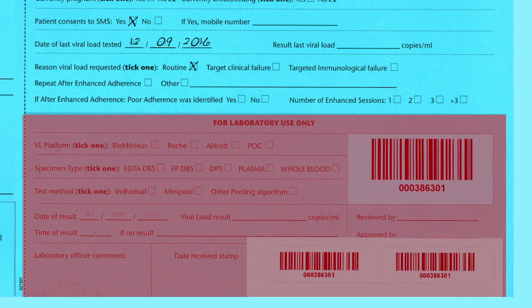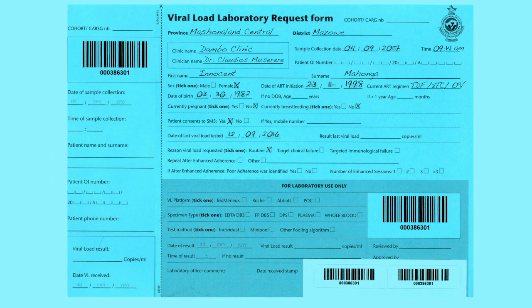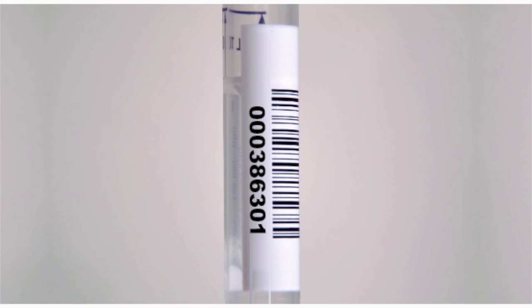The for laboratory use only section will be completed by lab personnel. Do not write anything in this box. Now let's talk about the other part of the form. Each form has a barcode, which is used as a unique identifier for each sample. For PPT and EDTA samples, attach this barcode to the vials. For DBS samples, attach the barcode to the envelope.